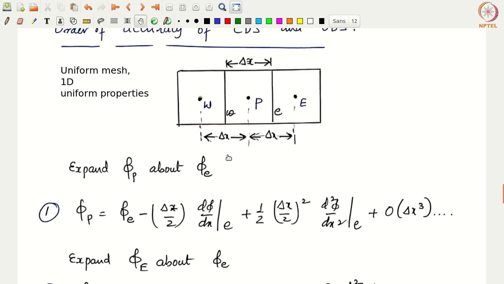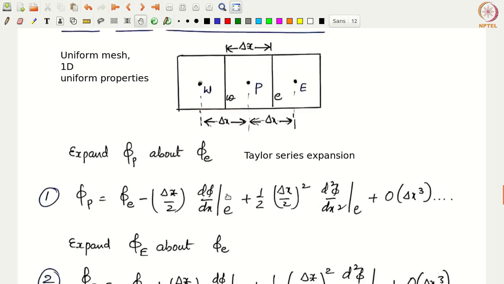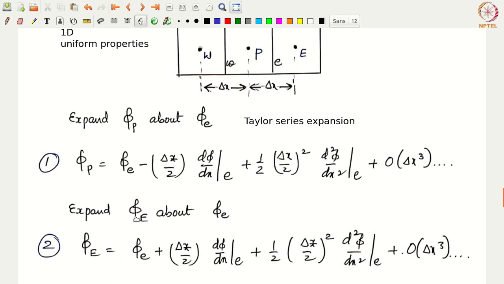Now as usual I would use the Taylor series expansion here. Using this, expand phi P about phi little e. That means phi P is phi little e, and the distance is minus delta x by 2. So this will be minus delta x by 2 d phi dx at the east face, plus (delta x by 2) whole square by 2 factorial d square phi by dx square on the east face, plus order delta x cube and so on.